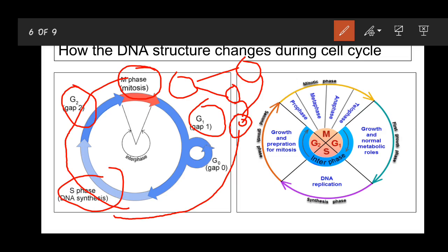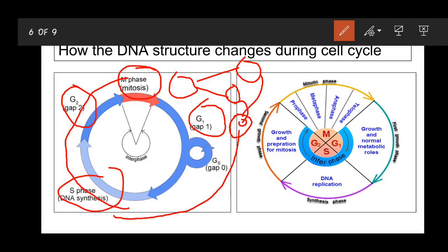So coming to another phase, which you see here, which is G0 or gap zero phase. That is the phase where the cell is not dividing. You might know that there are some cells in our body which stop growth after a certain period of time, for example, our muscle cells and the neurons.